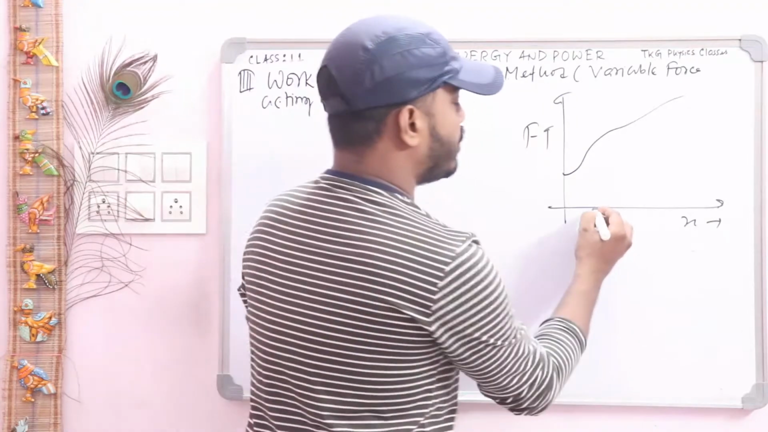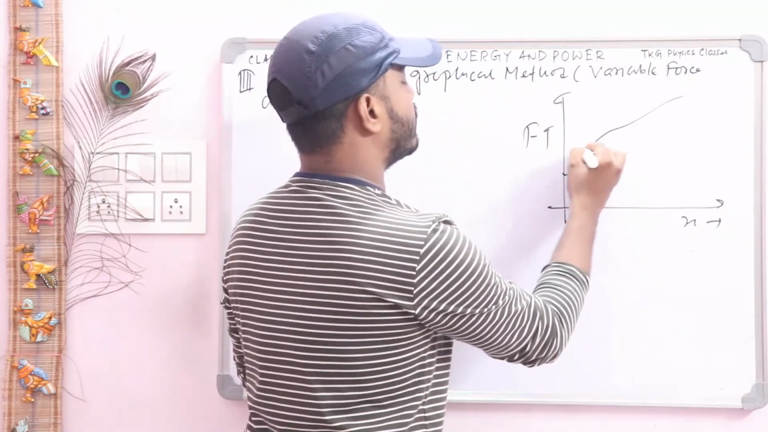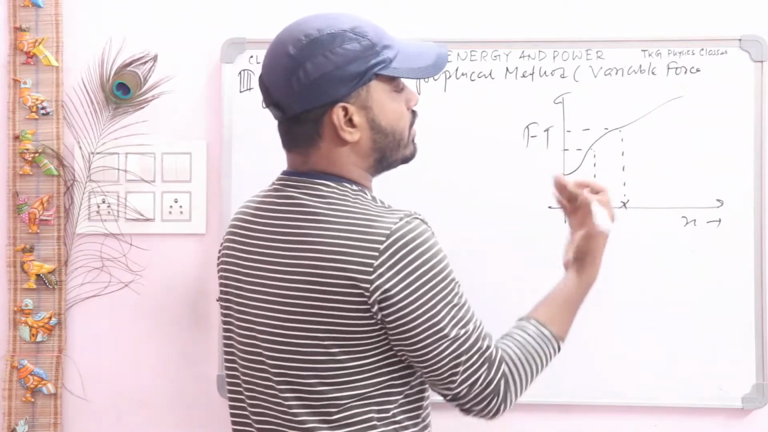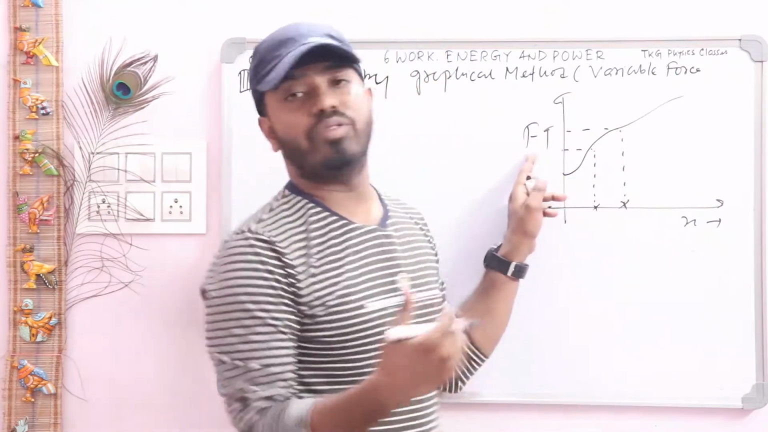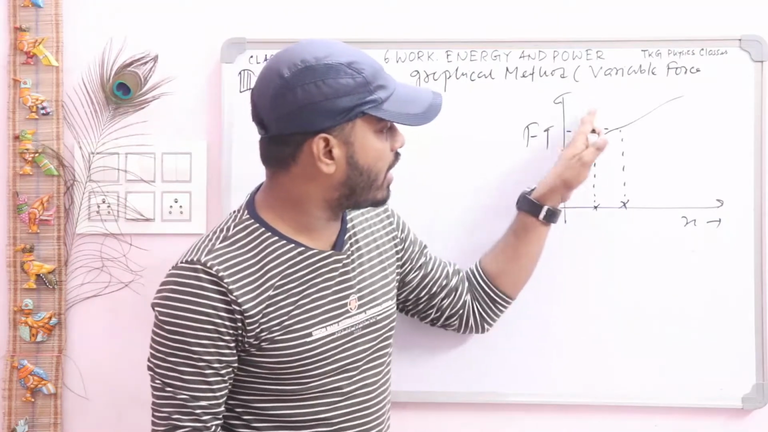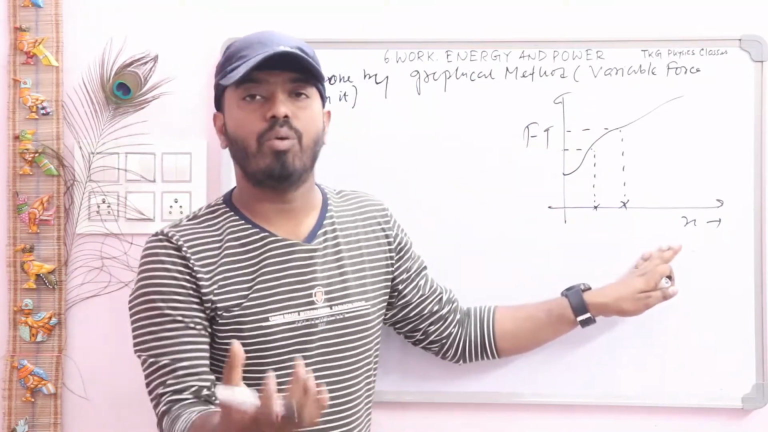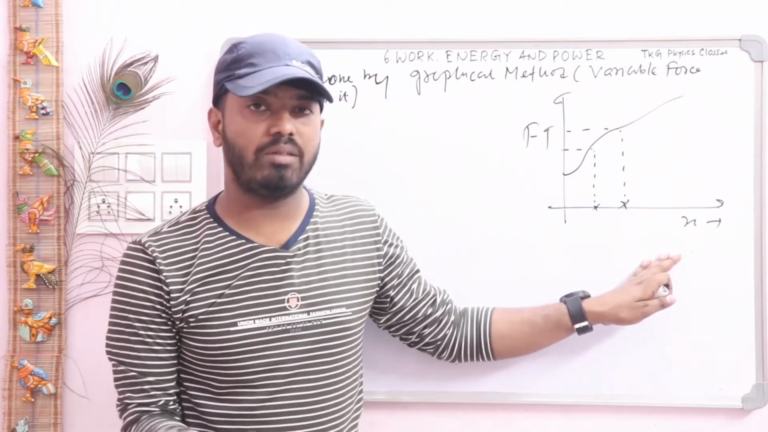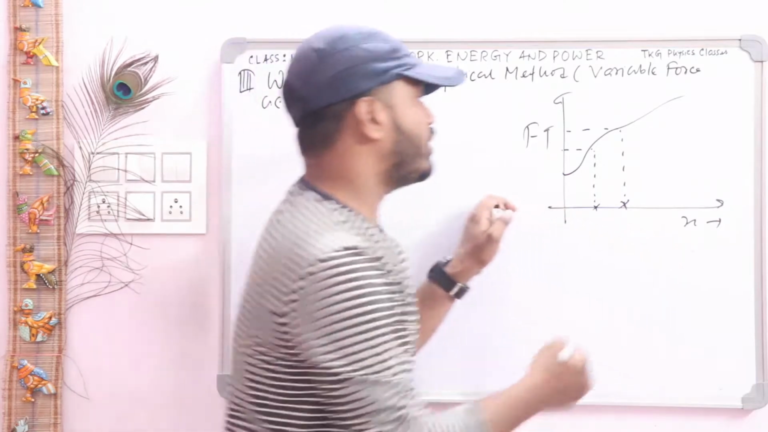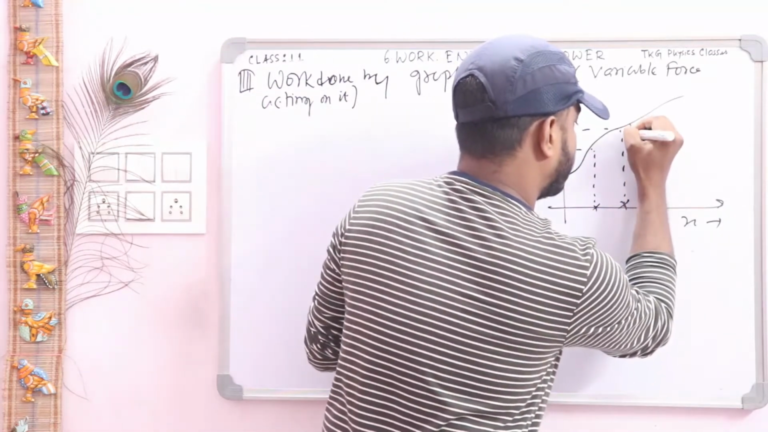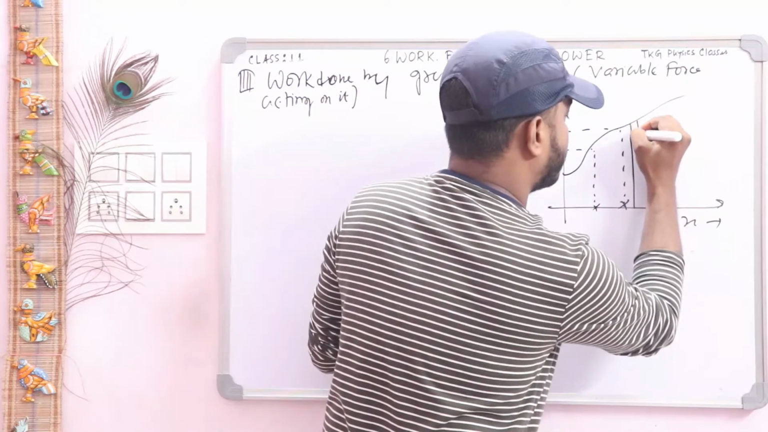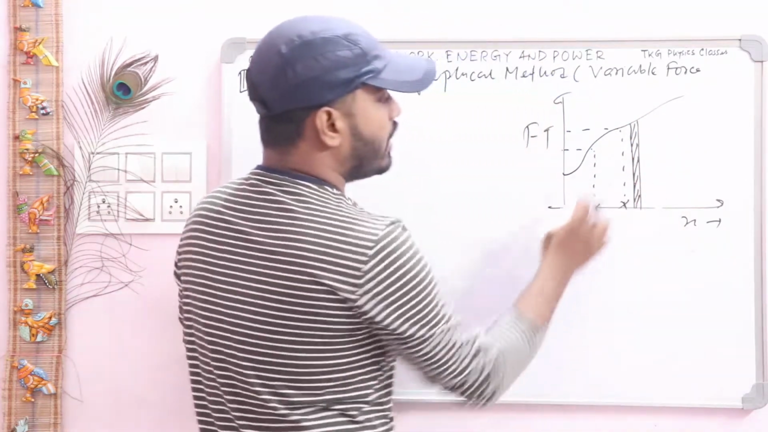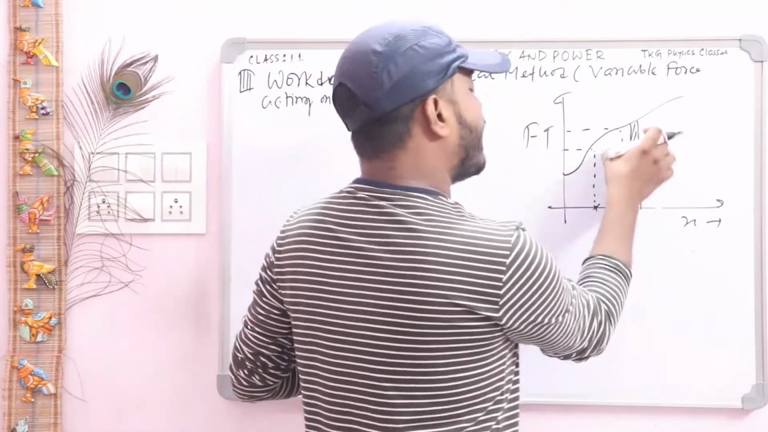You see, at this position the value of force is this one. The position changes, and the value of force is this one. So with respect to position, the magnitude of force changes. So this is the graph of force versus displacement when a variable force acts. So how to find the work done in this case? You consider a very small part, at first a small strip. Now you find the area of this strip.